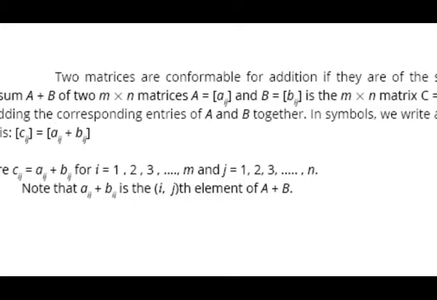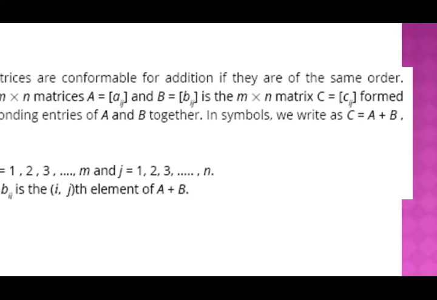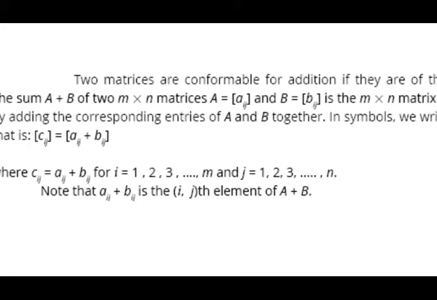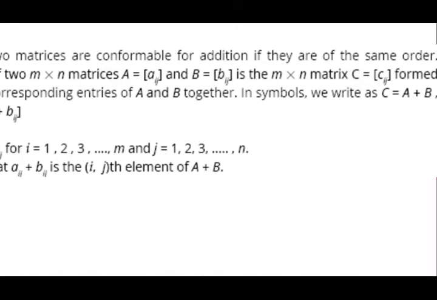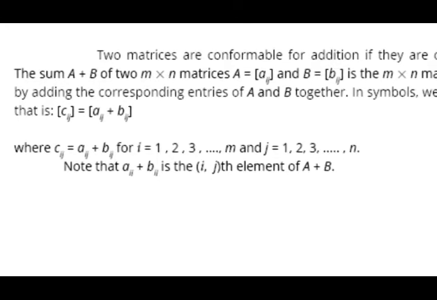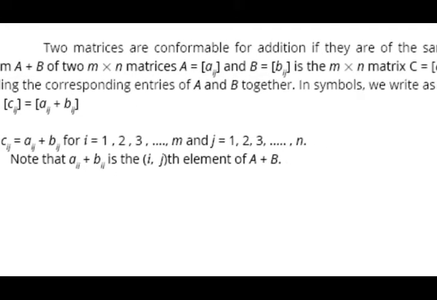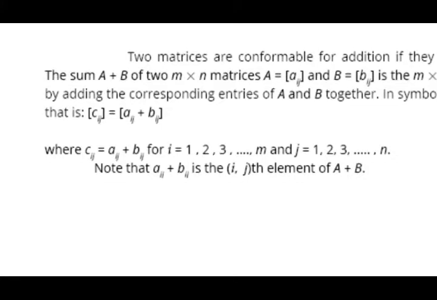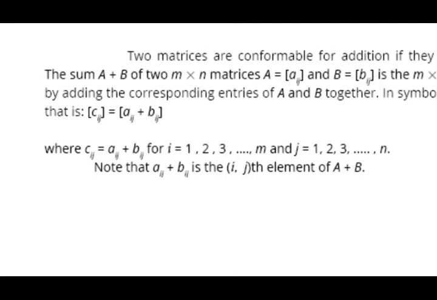Addition of matrices. Two matrices are conformable for addition if they are of the same order. For the sum of A and B, if the orders of A and B are the same, then we add their corresponding elements. C, the sum of A plus B, is also written as Aij plus Bij, where i shows the number of rows and j the columns.